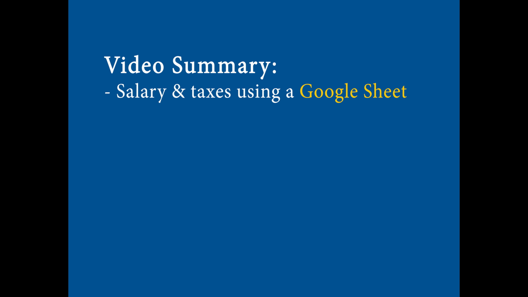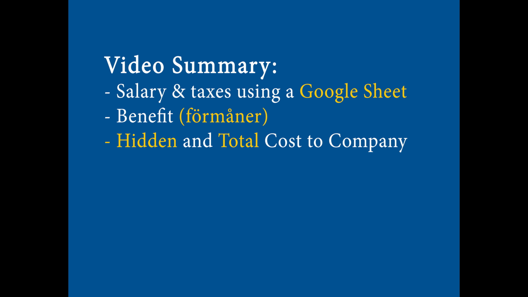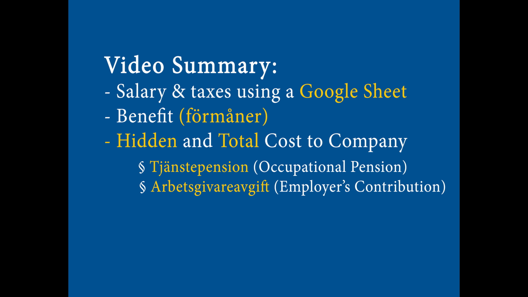So that was all from my side today. To sum up what we discussed today, we went through a Google sheet where you could see the gross salaries and how taxes are calculated. In my case, I had taken table 33. You could use a different table. And we also checked how benefits are taxed in Sweden. And we also saw the hidden cost for employers in the form of Tjänstepension and Arbetsgivareavgift.